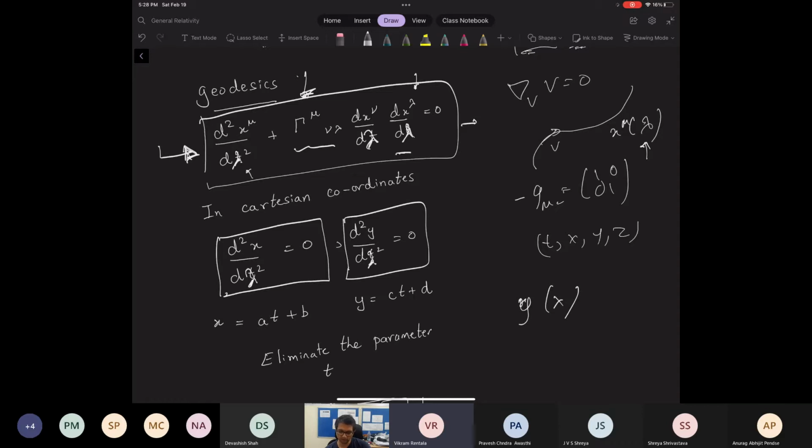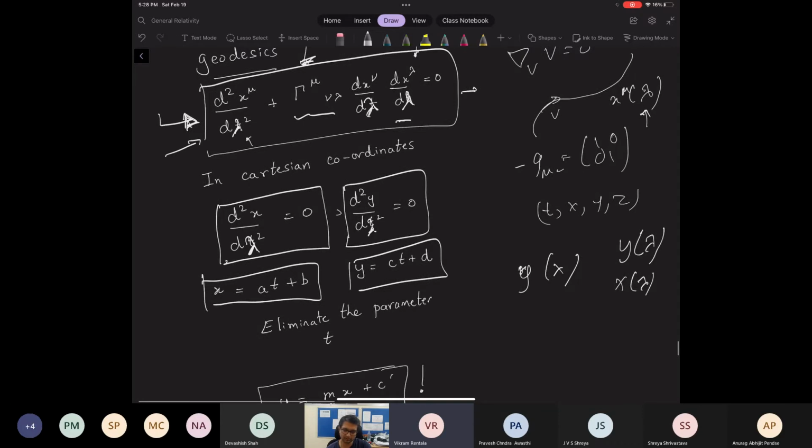Okay, or we can find the curve parametrically as y as a function of lambda and x as a function of lambda. So what is this curve? Well, you can solve this equation easily. Given some initial conditions, x is at plus b, y is some ct plus d. Okay, a, b, and c, d are some constants that have to be worked out. They would give you different curves which satisfy the same geodesic equation.